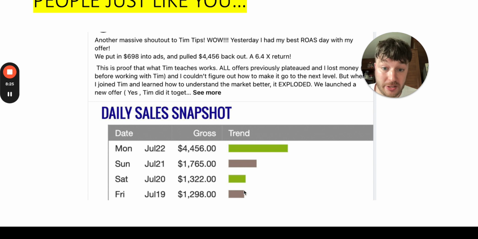You can see over here the results that I'm making: $698 into ads and pulled $4,456 back out, from return on ad spend. Why? Because they have someone who can follow, have results, and also have the right message-to-market match. That's what really matters.